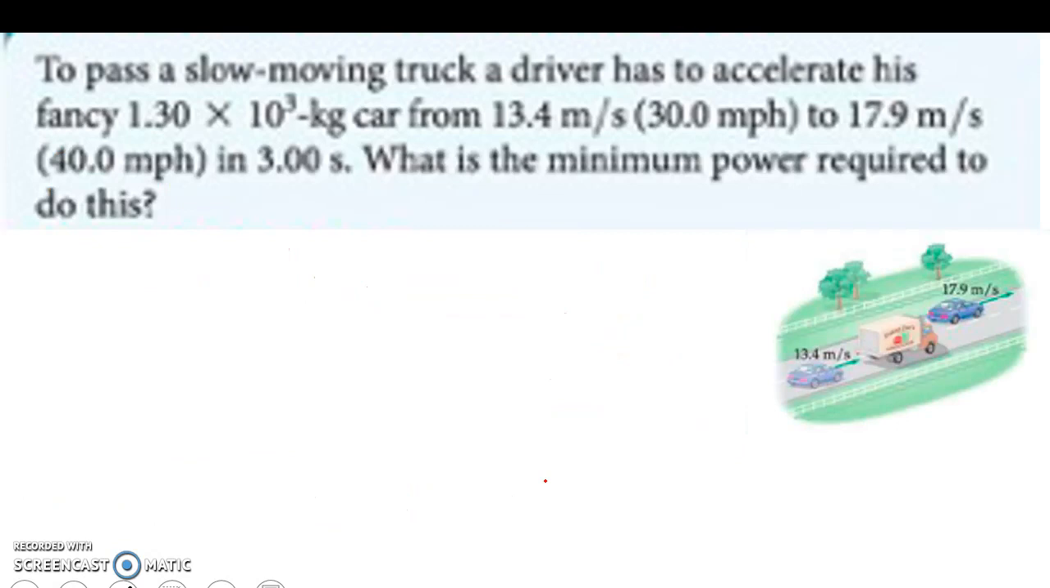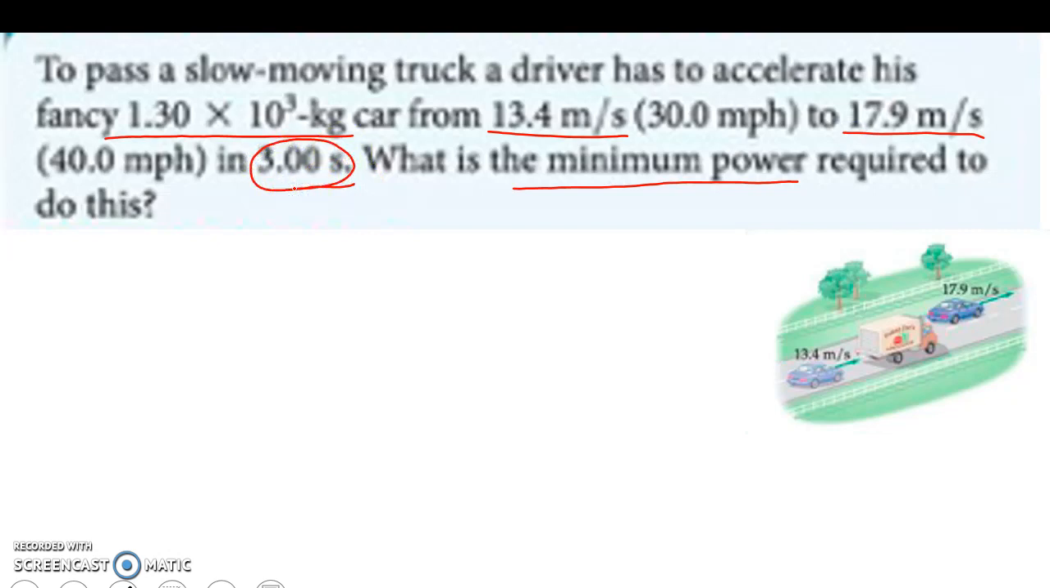So let's give an example here. We've got a semi that's going really slow, and you decide to pass on the road. Now, the question is, does my car have the power to do this? What's the minimum power required to do this? So we have the mass of the fancy car, we have its initial velocity, we have its final velocity, and we have the time frame of our pass.